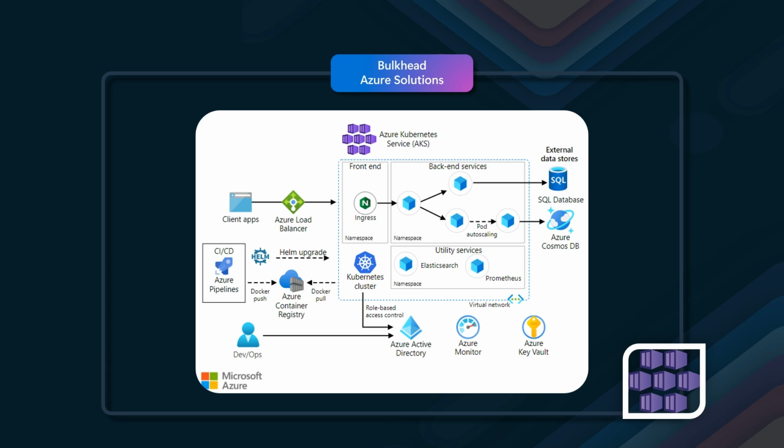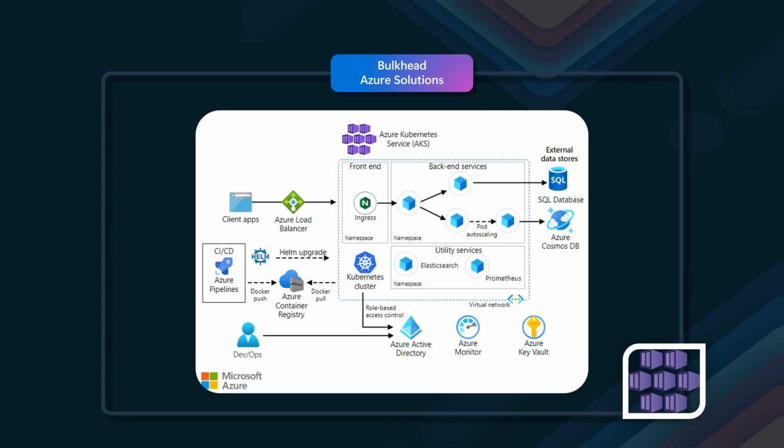The front-end services handle incoming requests from the load balancer and route them to the appropriate back-end services. The ingress controller then manages the routing, ensuring that the traffic is directed correctly based on predefined rules. The back-end services are further isolated into different namespaces, each responsible for specific functionalities. This isolation ensures that a failure in one back-end service does not impact the others, thereby enhancing the overall resilience of the system.